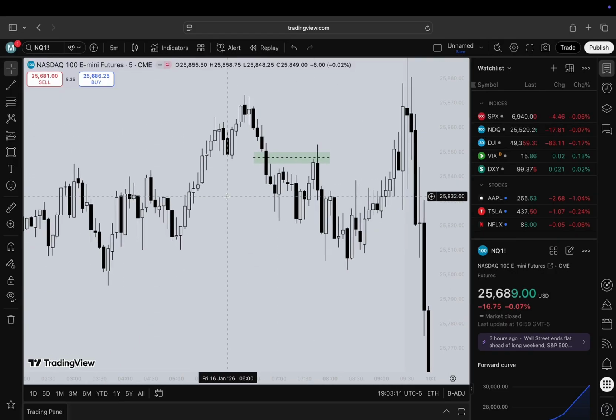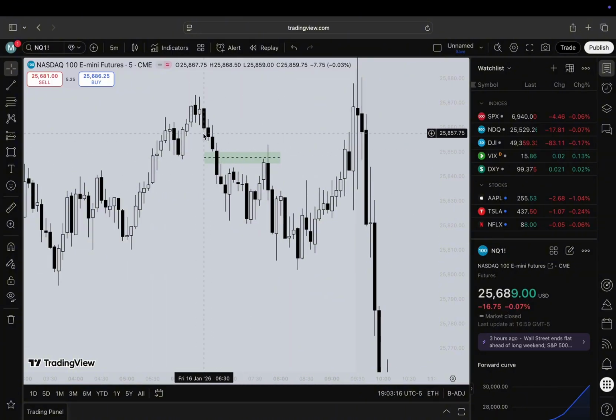And just to show you that it works for a bearish example, we have a fair value gap marked out over here. What do we see? We have a bearish example here.